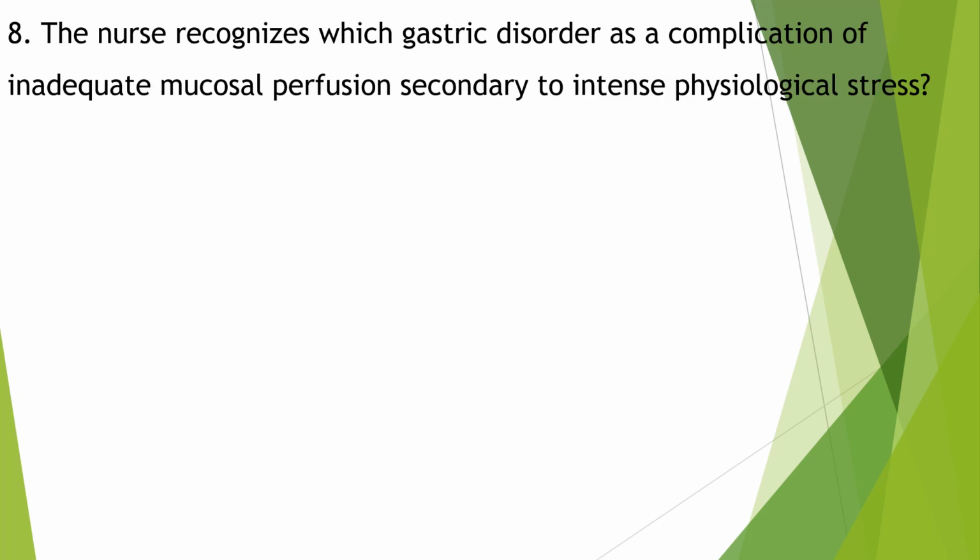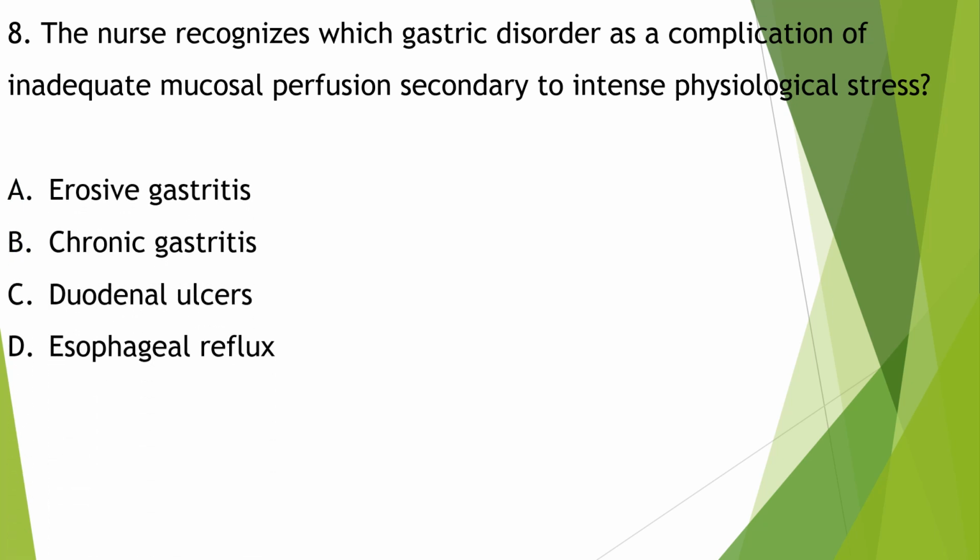The nurse recognizes which gastric disorder is a complication of inadequate mucosal perfusion secondary to intense physiological stress. Erosive gastritis, chronic gastritis, duodenal ulcers, esophageal reflux. Erosive or stress-induced gastritis is a severe form of acute gastritis that is a complication of conditions such as shock, severe trauma, or major surgery, most likely due to inadequate gastric mucosal blood flow during periods of intense physiologic stress.